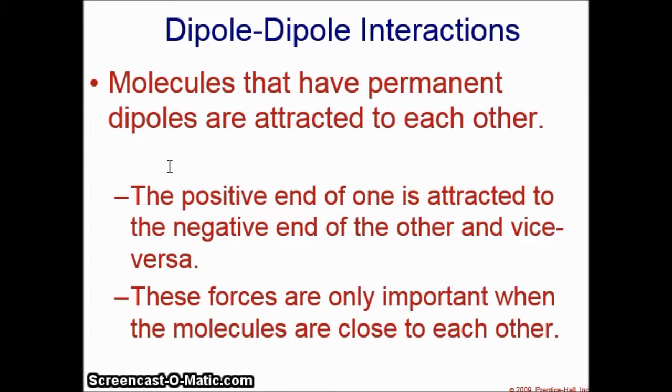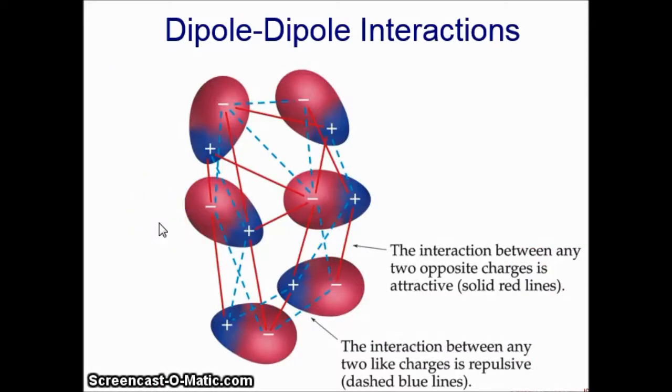In dipole interactions, we have the positive side attracted to the negative side of another molecule. These forces are only important when the molecules are close together, like in liquids and in solids. Here's a diagram of a dipole-dipole interaction, and what we should look at is that the positive side of this polar molecule is attracted to the negative side here, and vice versa. This negative side is repelling the negative side of the other molecule, and they start to form these bonds between opposite charges, and that's what this dipole-dipole interaction is.